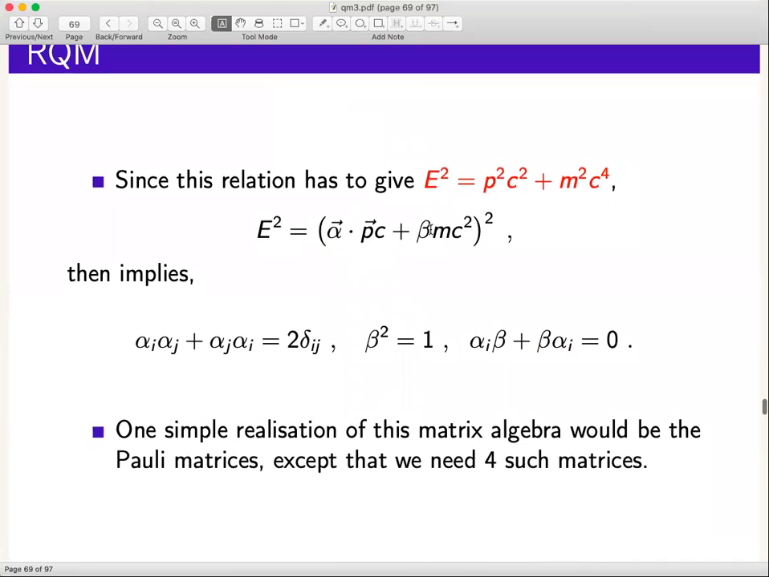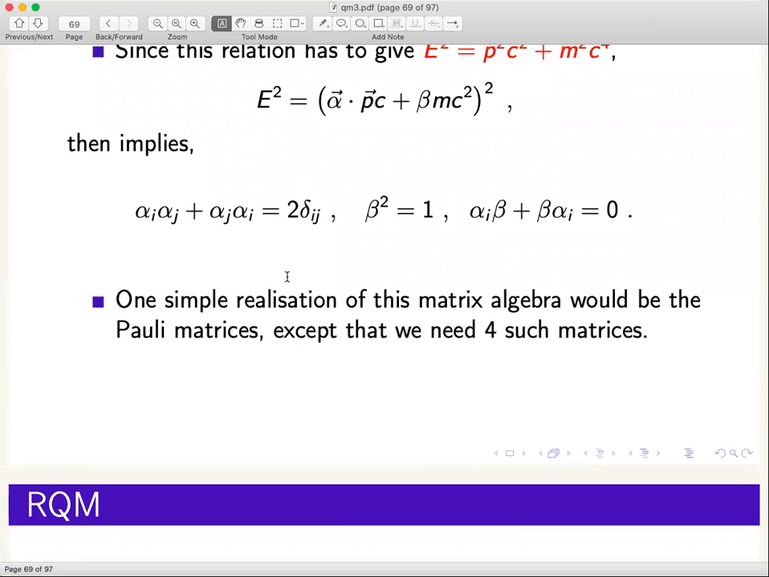Of course, imposing the condition that E squared is equal to p squared c squared plus m squared c to the 4 gives you equations that the alpha and beta matrices satisfy. And these are the equations: alpha_i alpha_j plus alpha_j alpha_i equals 2 delta_ij, beta squared is 1, and alpha_i beta plus beta alpha_i equals 0. These are typically called anti-commutation relations. Remember, if you write down a commutation relation, you would have written alpha_i alpha_j minus alpha_j alpha_i, whereas we are writing down a plus sign. So therefore, these are called anti-commutation relations.